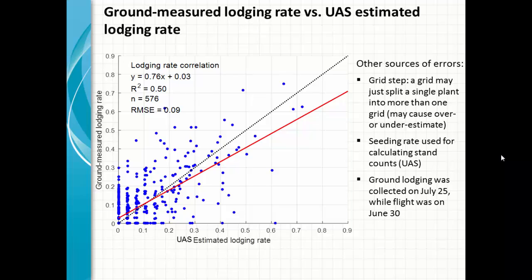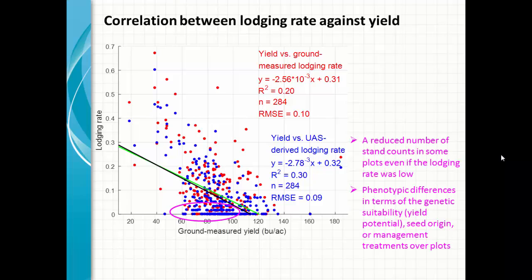And this is the correlation between the lodging rate and the yield. The red color shows the yield versus ground-measured lodging, and the blue dots show the yield versus UAS-derived lodging rate. They align very well with each other. But here we can observe that several plot measurements are still off from the linear relationship. This also has two reasons.